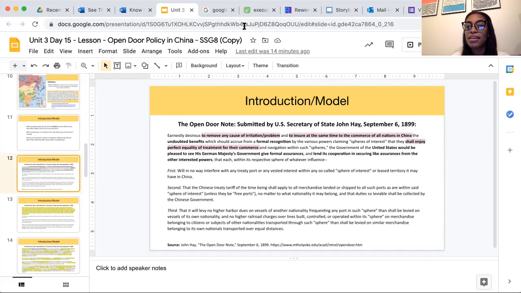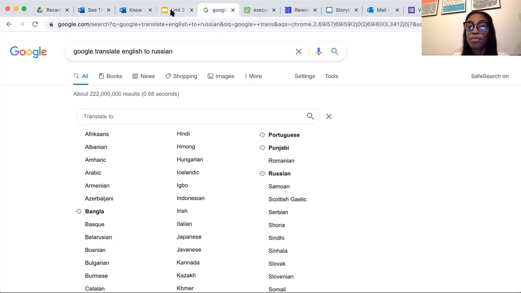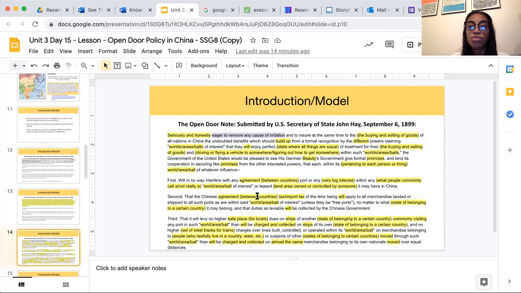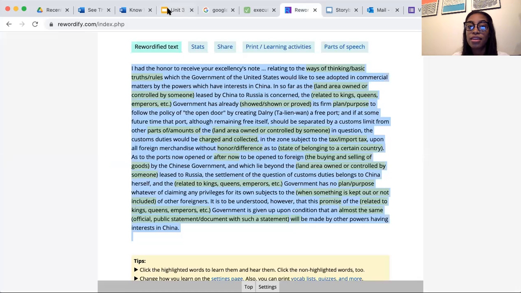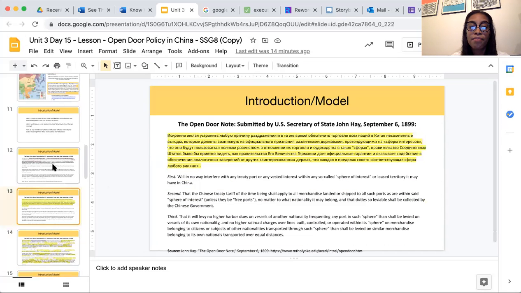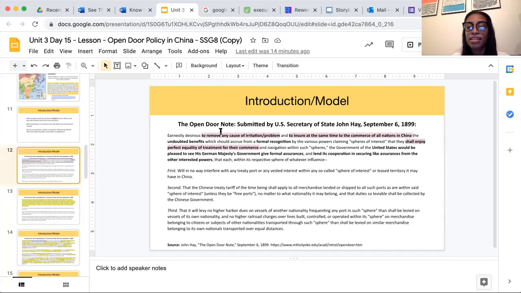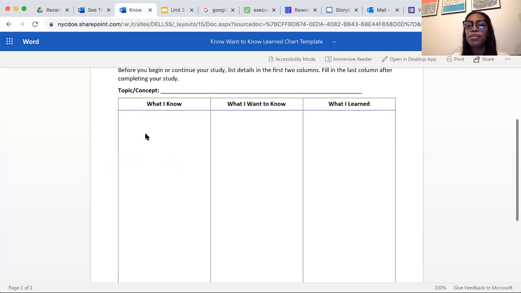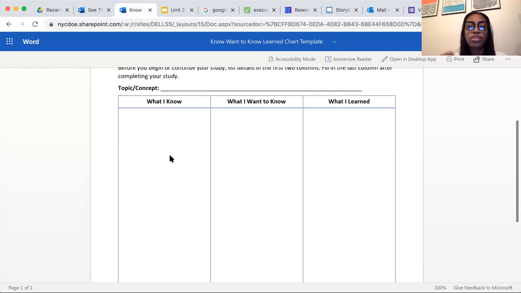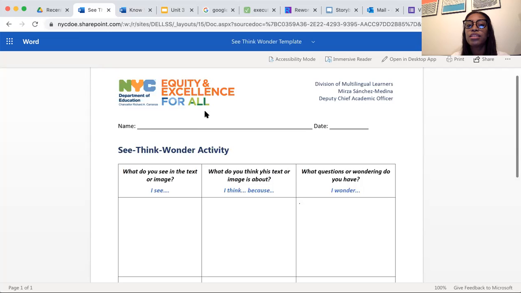Again, you can copy and paste this into Google Translate if you'd like to read it in your home language side by side. You can also rewordify the text on rewordify.com to get a simplified version of the text. And here I highlighted the really important pieces to this puzzle. Now, something that can really help you is this KWL chart. The whole unit is all about imperialism. We know about imperialism, we know about expansion, foreign policy, spheres of influence, right? What do you want to know? Open door policy. What is it? How does it happen? And then at the end, you want to fill this out. And you can also use the see, think, wonder activity.